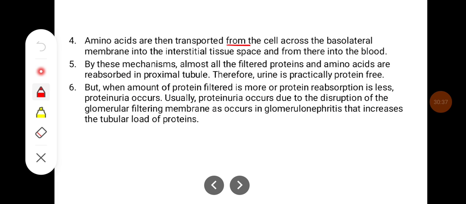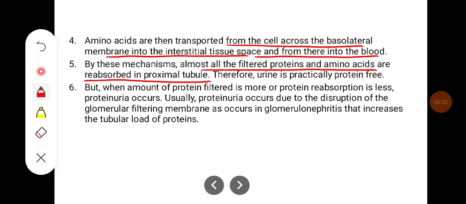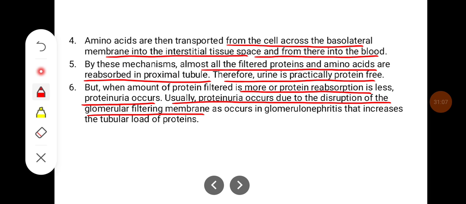Amino acids are then transported from the cell across the basolateral membrane into the interstitial tissue space and from there into the blood. By these mechanisms, almost all the filtered proteins and amino acids are reabsorbed from the proximal tubule. Therefore, urine is practically protein free. But when the amount of protein filtered is more or protein reabsorption is less, proteinuria occurs. Usually proteinuria occurs due to the disruption of the glomerular filtering membrane, as in glomerulonephritis, which increases the tubular load of proteins.